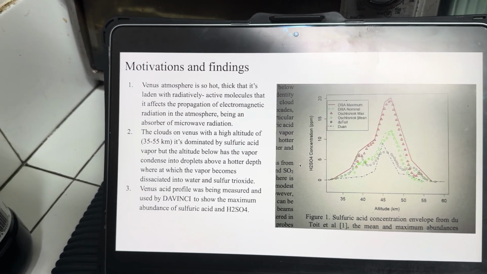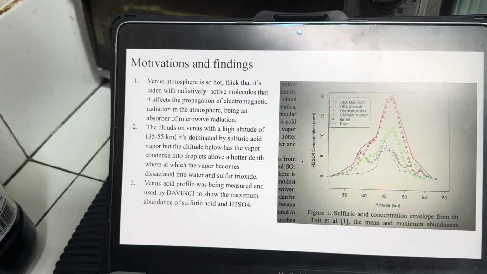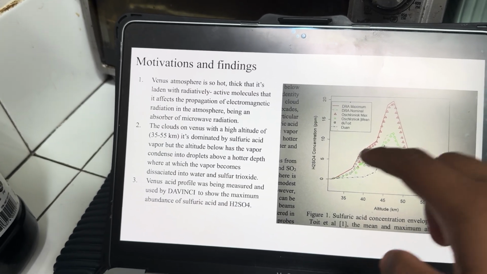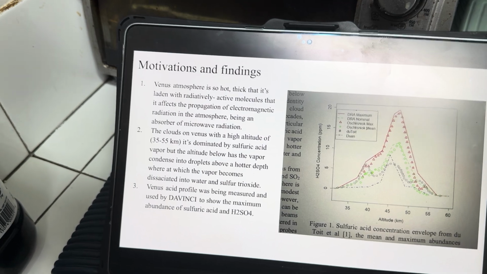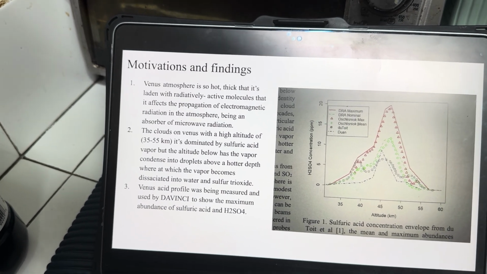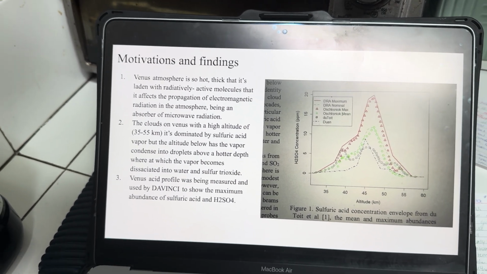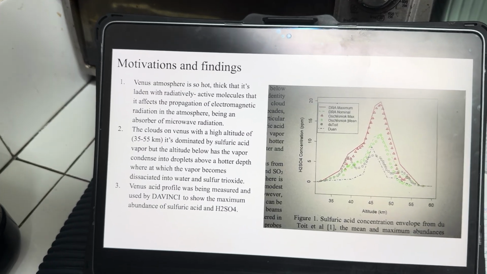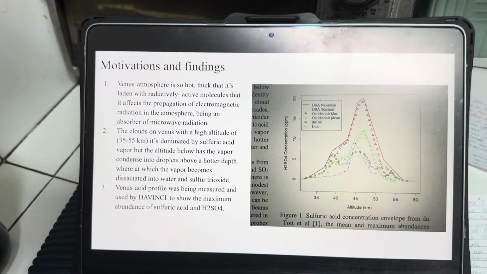With the high altitude that Venus has, we can see that as soon as it drops from the sulfuric acid, it goes into vapor droplets. From there, it becomes lower and becomes more of a vapor gas.